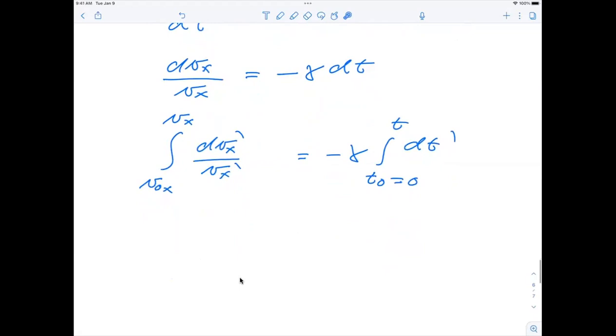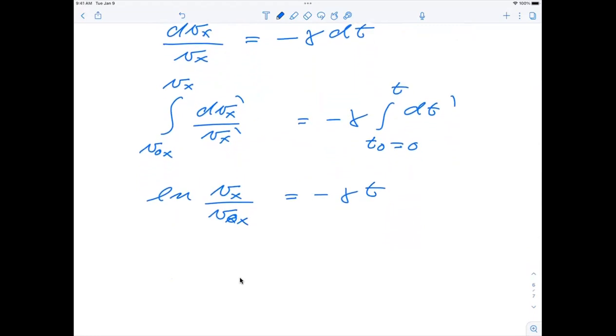If you integrate up the function here, this gives you a logarithm. Integrating the left-hand side, I get the log of vx divided by v0x, and this is equal to minus gamma times t. Then I simply exponentiate both sides. That gives me that v of x as a function of time is given by v0x multiplied by the exponential of minus gamma t. You will often see this called the exponential decay law.